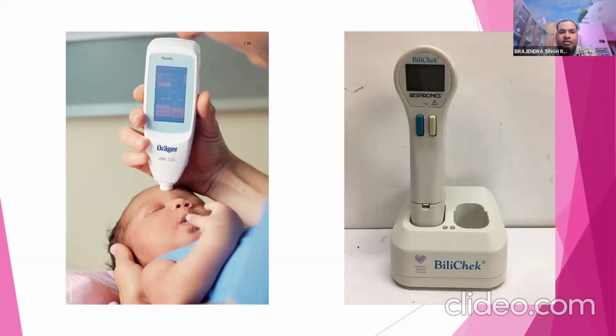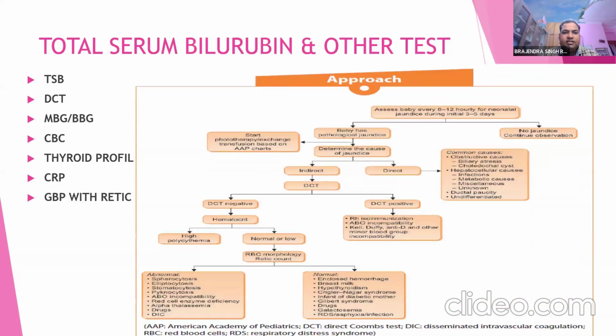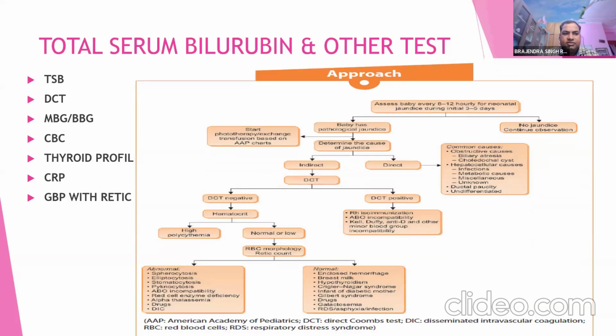These are other instruments. So after history, second examination with the Kramer index, and transcutaneous bilirubin, we can go for the total serum bilirubin, TSB, DCT, blood group, CBC, thyroid profile, CRP, and GBP with retic count and toxic granules. These investigations are important according to this approach. Like, we will check TSB, DCT, whether there is a hemolytic problem or not. If there is a hemolytic problem, we will check the blood group and CBC, and look at the hematocrit. To rule out sepsis, we will check CRP and toxic granules in GBP.